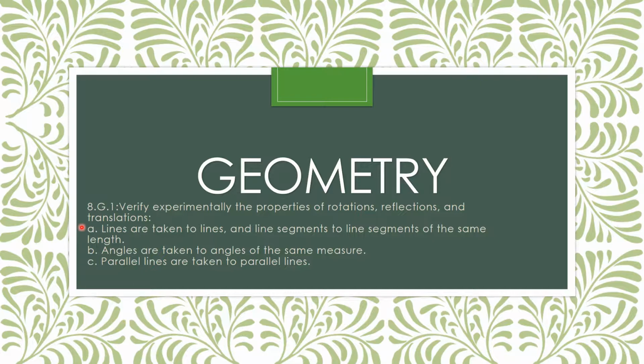Lines are taken to lines and line segments to line segments of the same length. Angles are taken to angles of the same measure. And parallel lines are taken to parallel lines. That's a lot of words, but we're going to break it down like we always do.